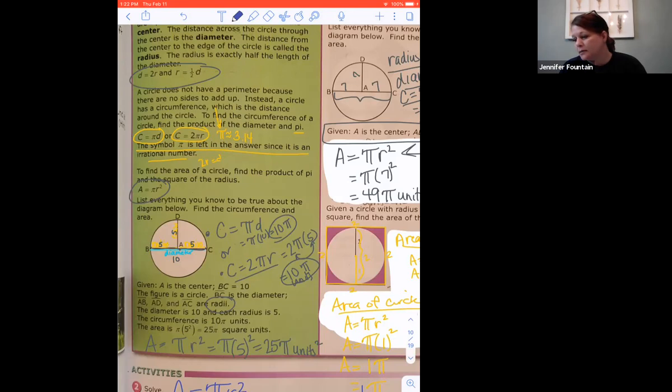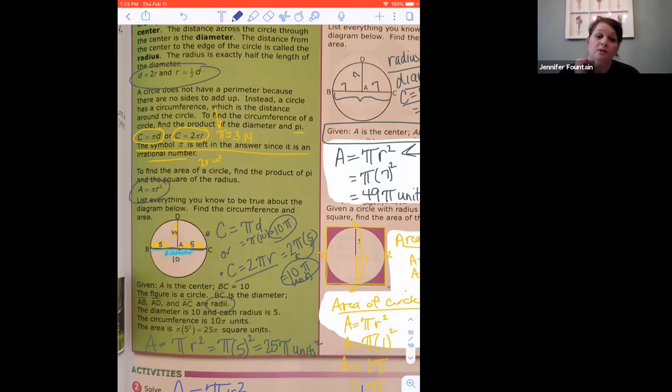And then area is pi r squared. I'll probably put your formulas on there for you, because right now I'm not as concerned about you memorizing the formulas as I am you just learning how to use them and plug them in.